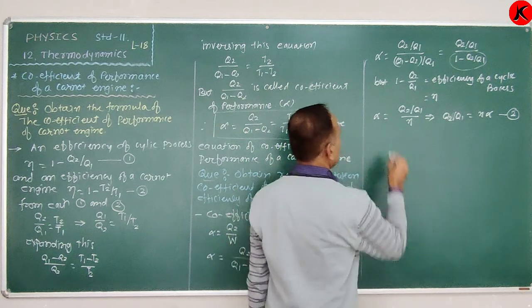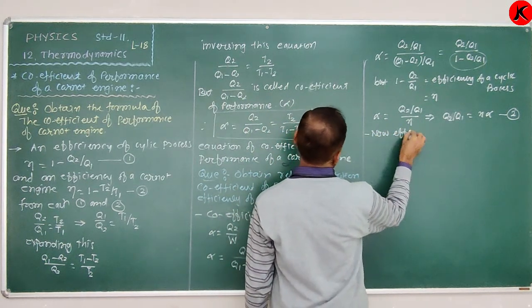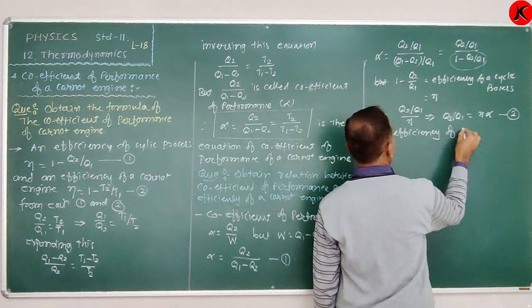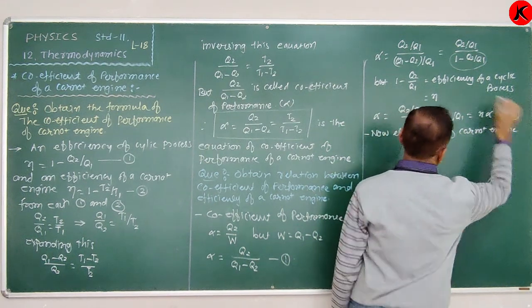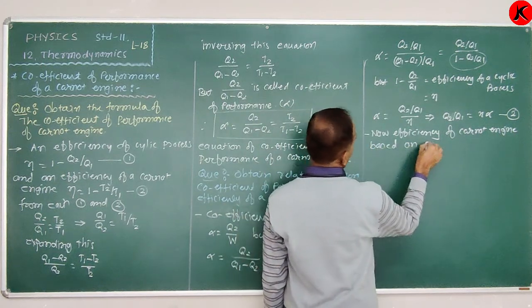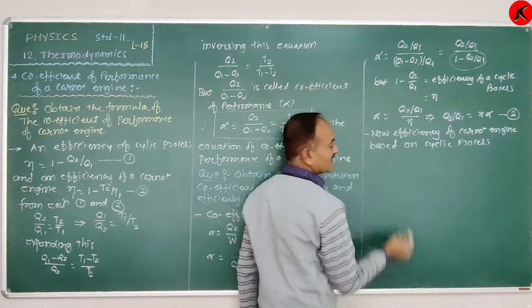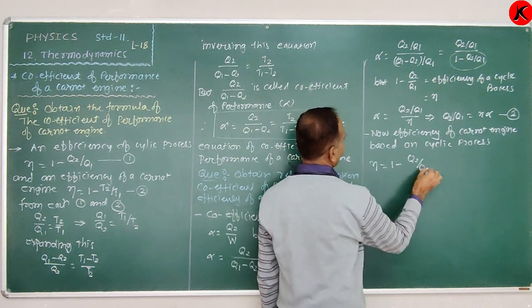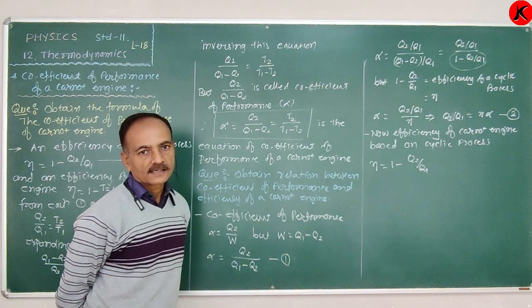Now, the efficiency of a Carnot engine based on the cyclic process. That is, N is equal to 1 minus Q2 upon Q1. Clear this? Okay.